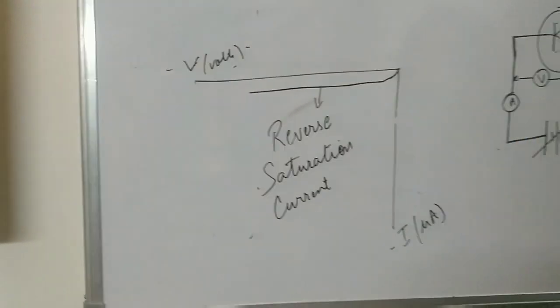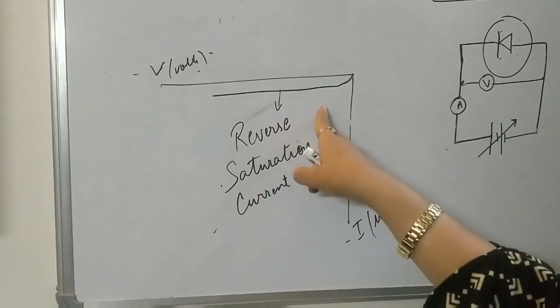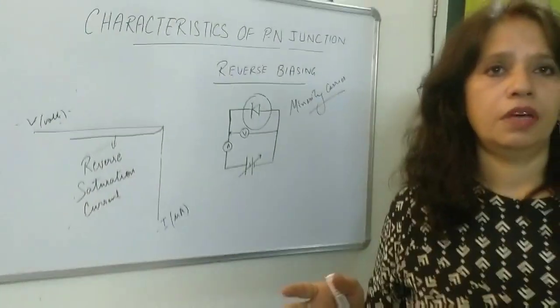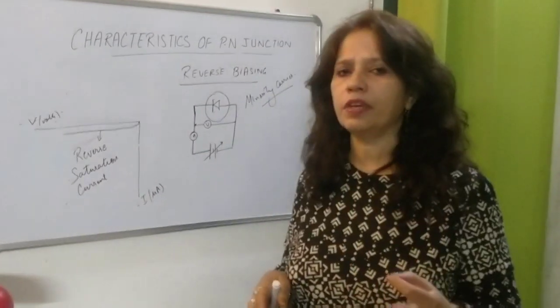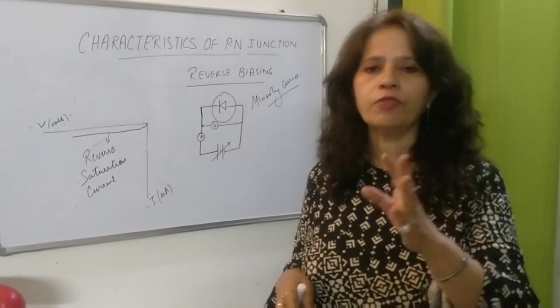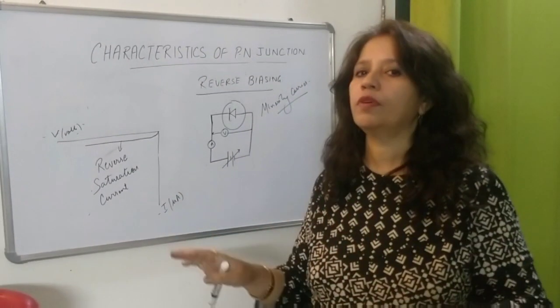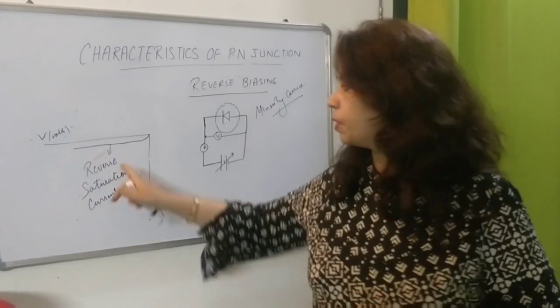What can be the cause of this? Why is it steady over here? See, the minority carrier number is fixed. If in a particular PN junction there are 3 minority carriers, there will be 3 only. If there are 4, there will be 4 only. And we know that the reverse current is due to the flow of the minority carriers. Even if we increase the supply, the current will be steady only.